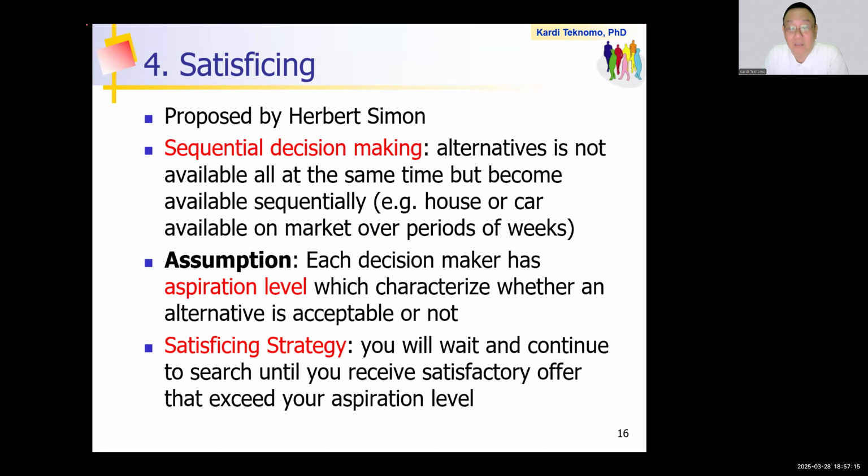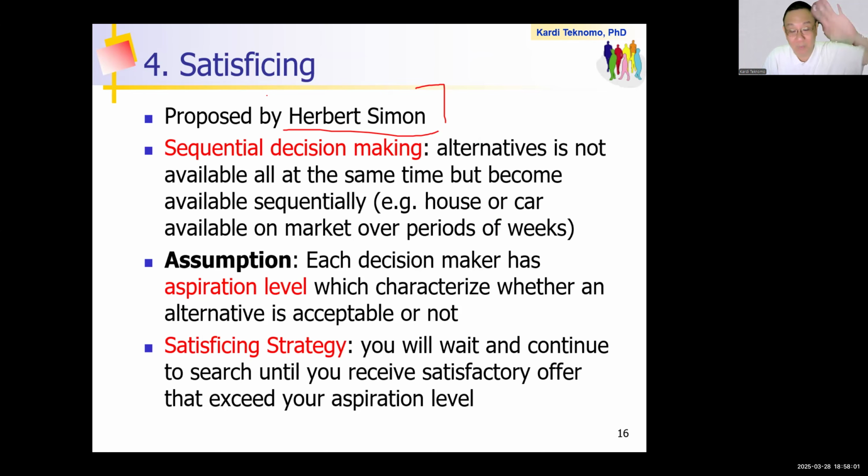Okay, so the fourth one is based on a proposal of Herbert Simon. Herbert Simon is a Nobel Prize winner, so you can check this in Google. He said that, look, usually we make decisions sequentially. Why? Because the alternatives are probably not available all at one time, but they will become available sequentially over time. So it's dynamic here.